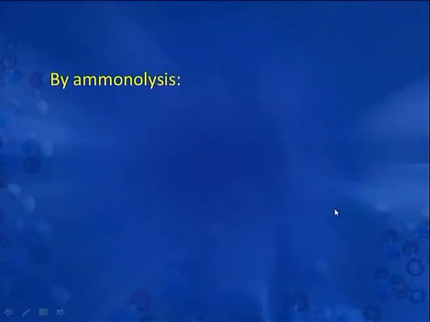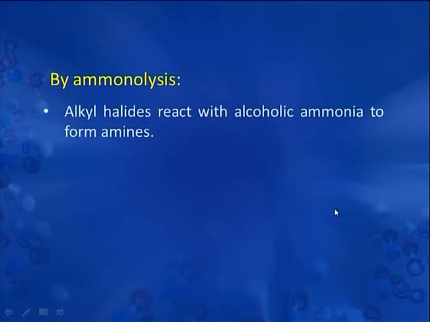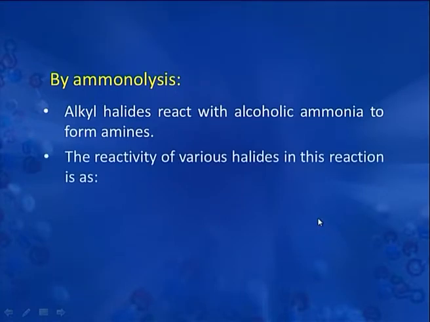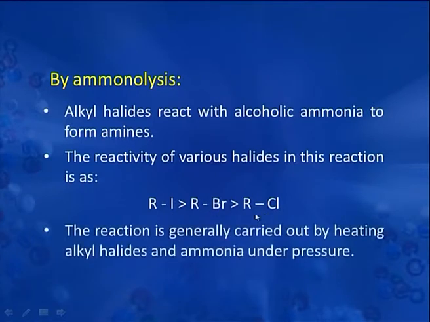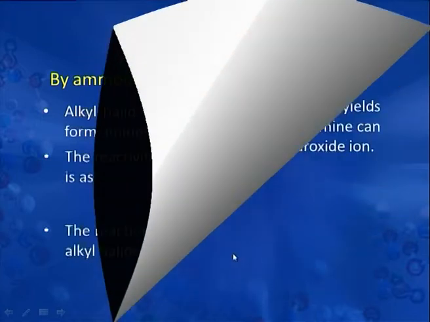Another method for the preparation of amines is via ammonolysis of alkyl halides. Alkyl halides react with alcoholic ammonia to form amines. The reactivity of various halides in this reaction is in the order of this, that is, alkyl iodides undergo the reaction fastest, then alkyl bromide and then alkyl chloride. The reaction is generally carried out by heating alkyl halide with ammonia under pressure.